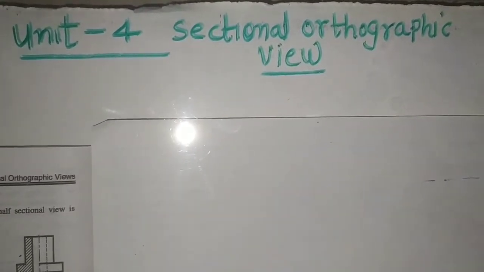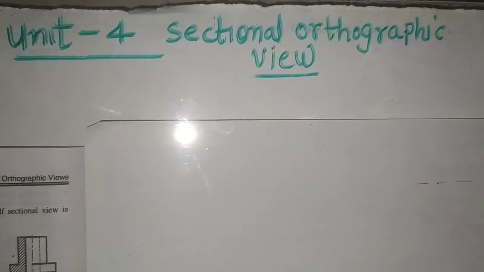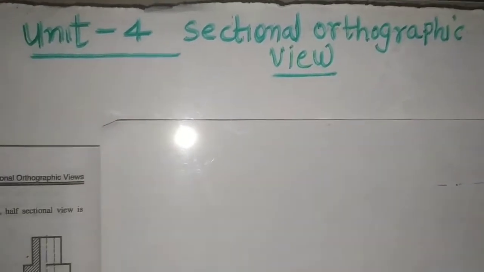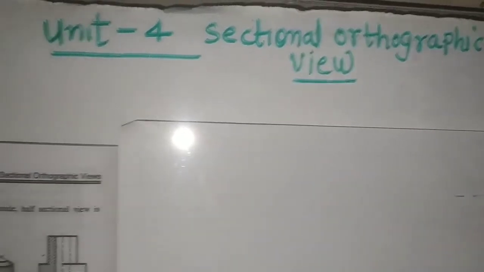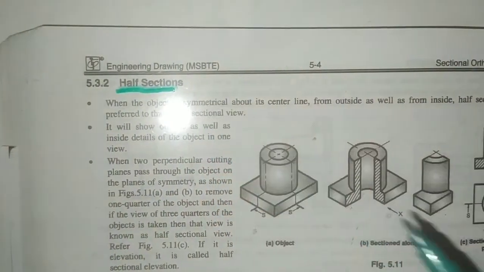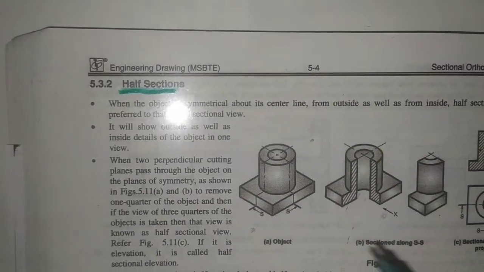We are studying types of sections. We have already seen the full section. Now we will deal with the half section. In the half section, what is done here?